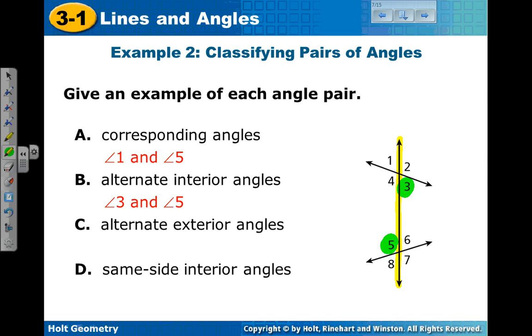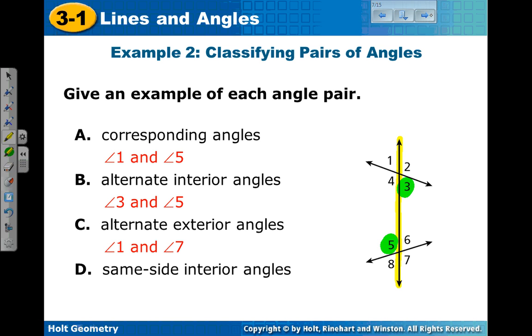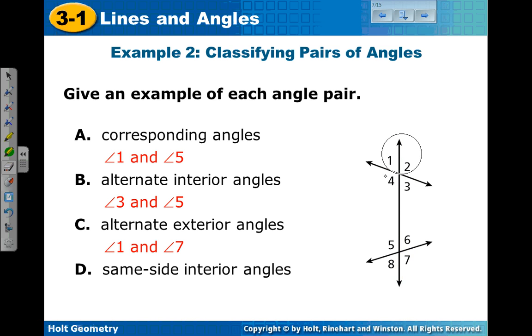Alternate exterior angles then would be either 1 and 7 or 2 and 8. What do they pick? 1 and 7. So they pick this angle here, angle 1, and angle 7. They're exterior, they're outside those lines, and they're alternate on opposite sides of the transversal. And same side interior angles. Well, that would have to be 4 and 5 or 3 and 6. What do they pick? 3 and 6. Okay, so those are examples.